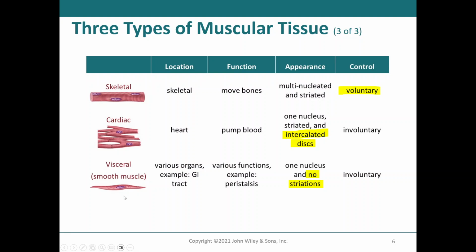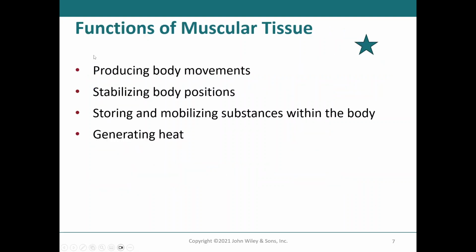The appearance is going to be one nucleus. You're not going to see any striations, and again, this one is involuntary as well. So the functions of muscular tissue are producing body movements, stabilizing body positions, storing and mobilizing substances within the body, and then generating heat.